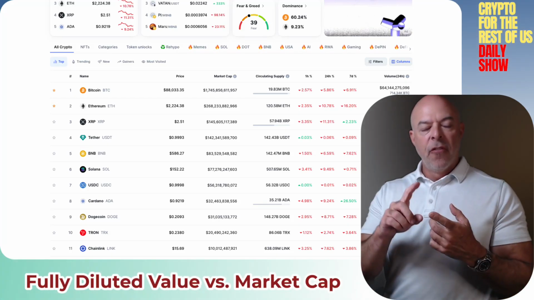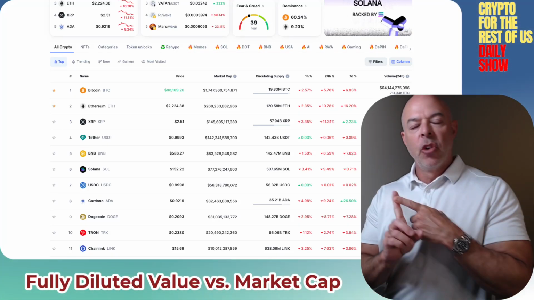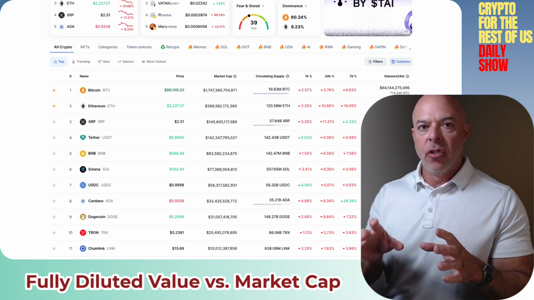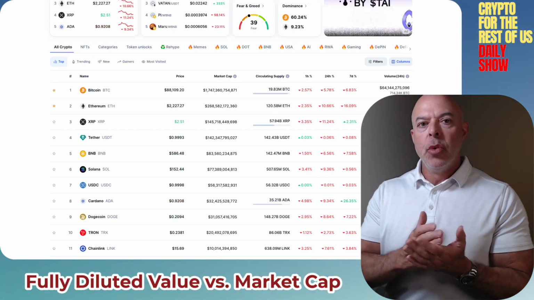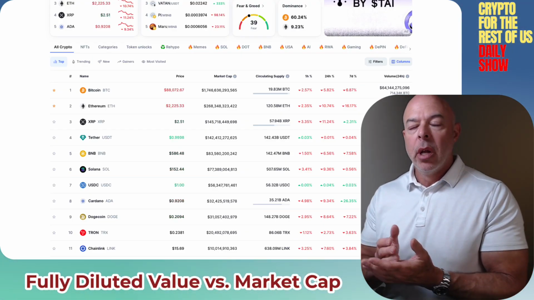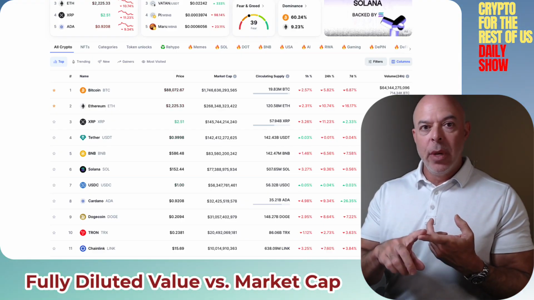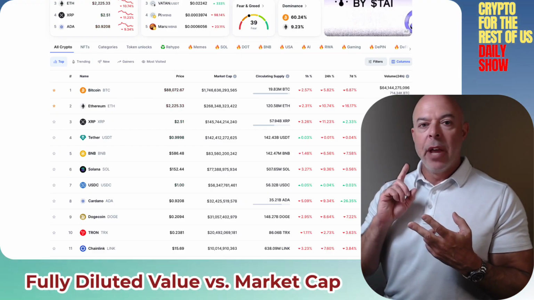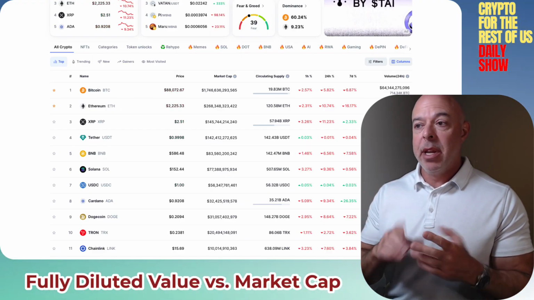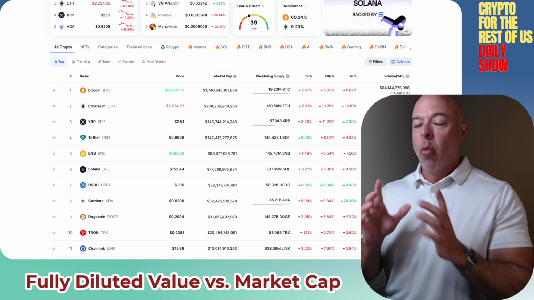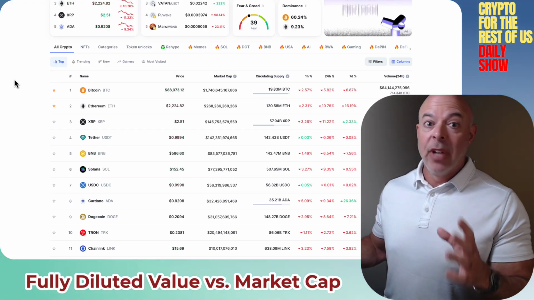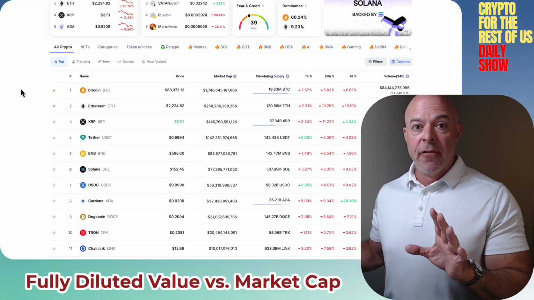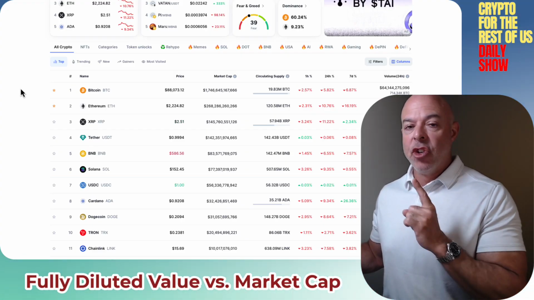So let's discuss fully diluted value versus market cap, what the differences are, how they're calculated. Most importantly, why would you look at one over the other? I'm going to show you an example of SUI and HBAR and why they're not on the list where you think they might be, which is not a bad thing, but what to look out for. And at the end, I'm going to give you an example of something to be wary of when you're looking at these and how to do that.